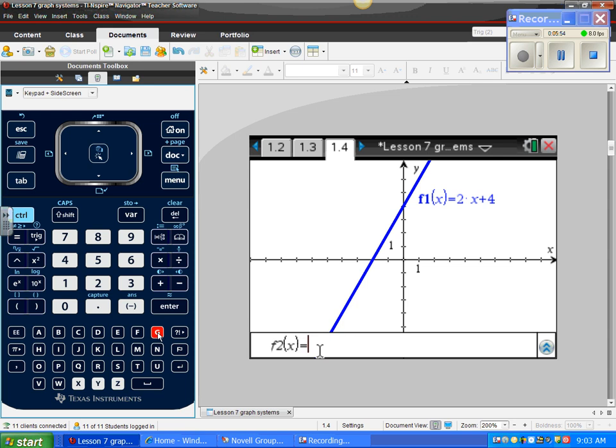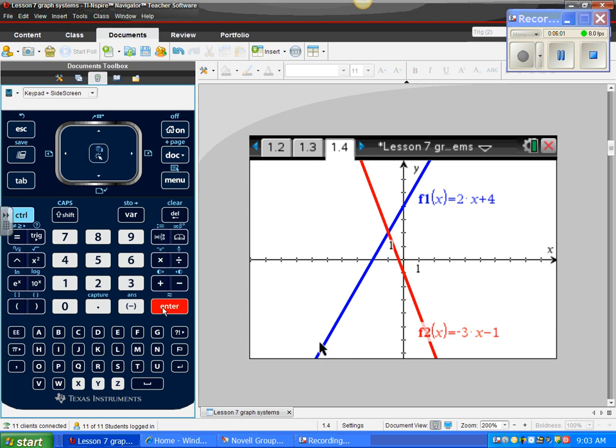I'm going to graph the second one. Control G to bring back up your function bar. Negative 3x minus 1. And we see the intersection, right? The intersection point is my solution. Who knows how to find the intersection point on the calculator?